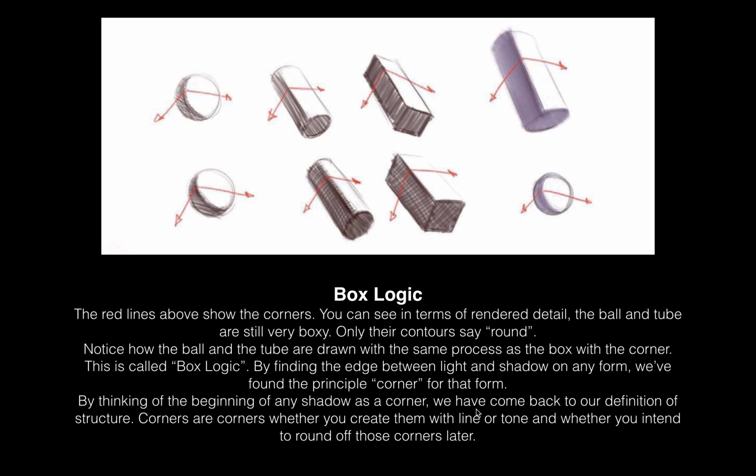It's just the edges that change that, right? So as we're doing our shadowing, we can almost think of them like boxes. Notice how the ball and the tube are drawn in the same process as the box with the corner. This is called box logic.